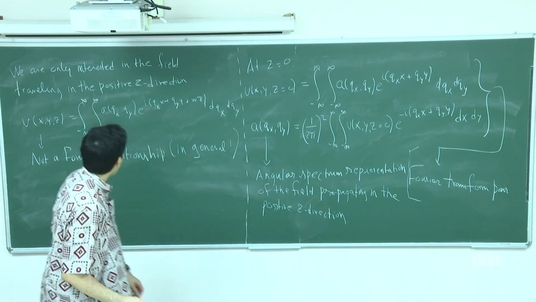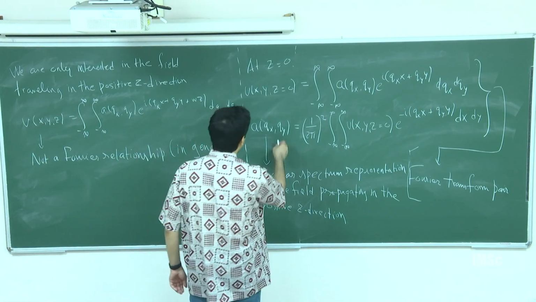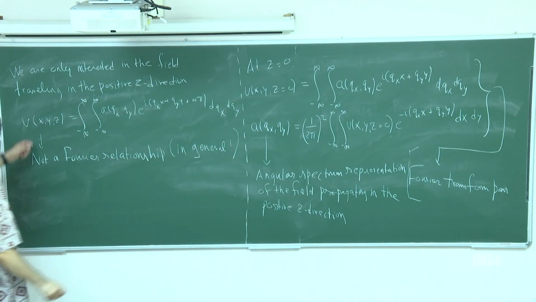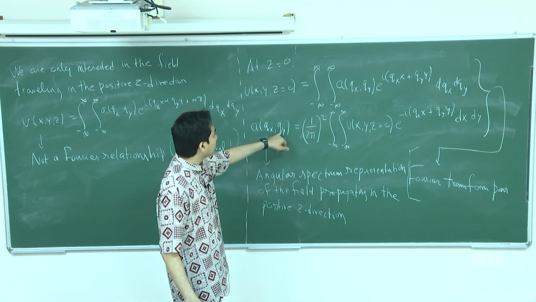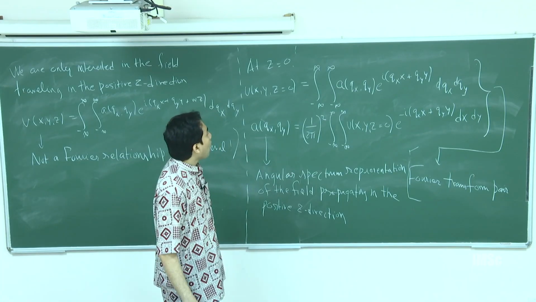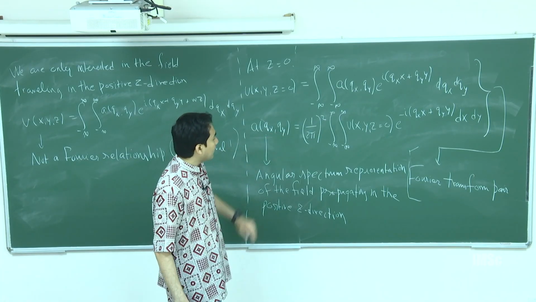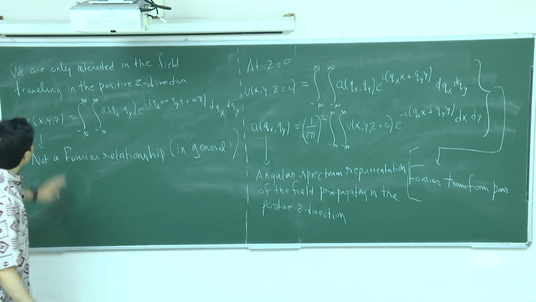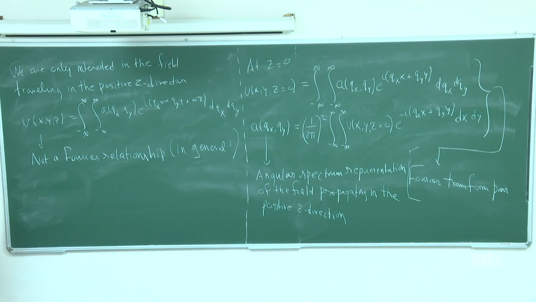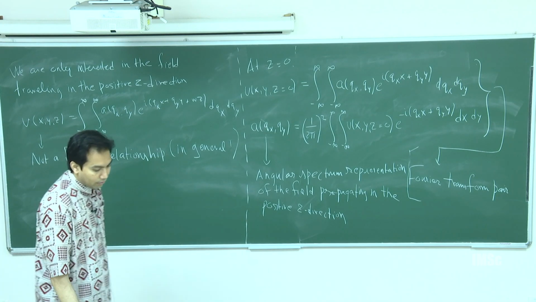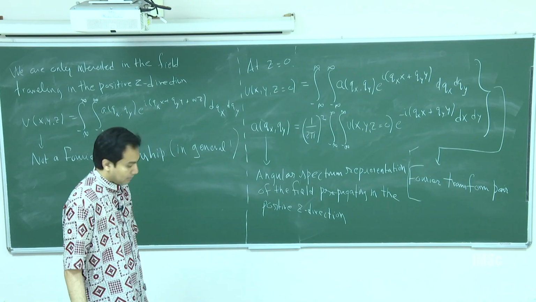Which means once we know what a of qx qy is, we should be able to calculate the field at any z. Please note that a of qx qy doesn't depend on z. So once we know the angular spectrum of the field, we pretty much know what u is, and we can express u at any x, y, and z. That's the advantage of the angular spectrum representation.